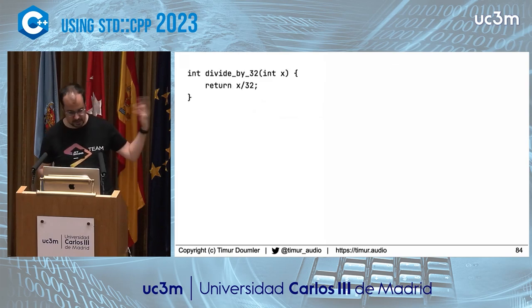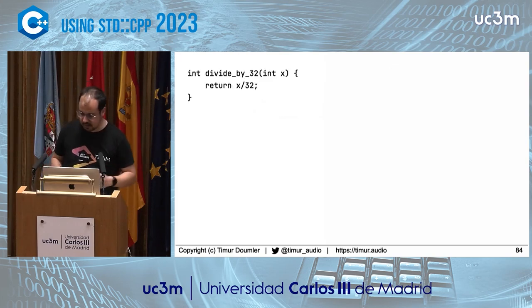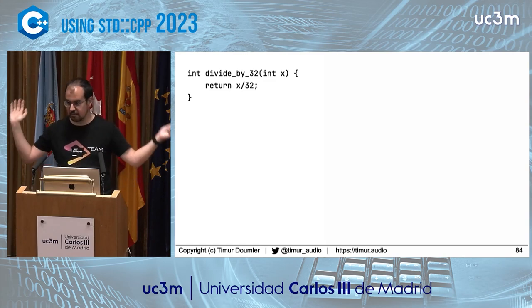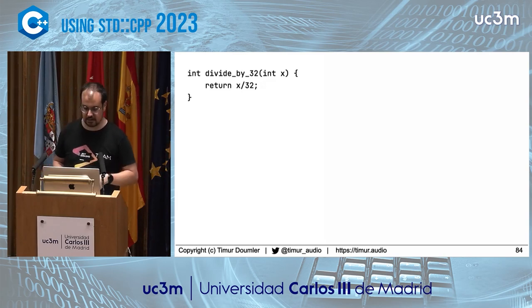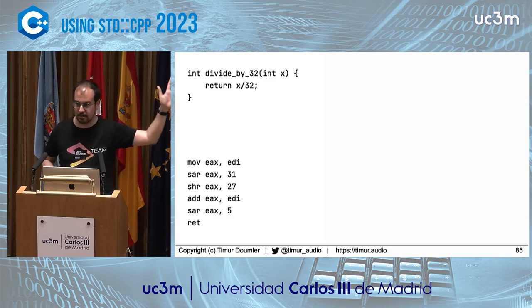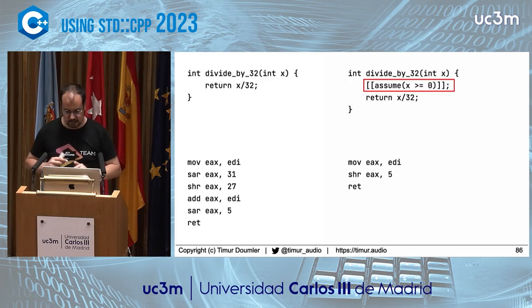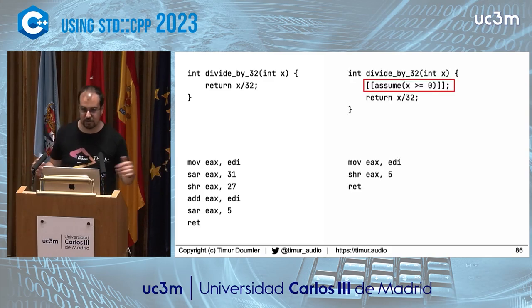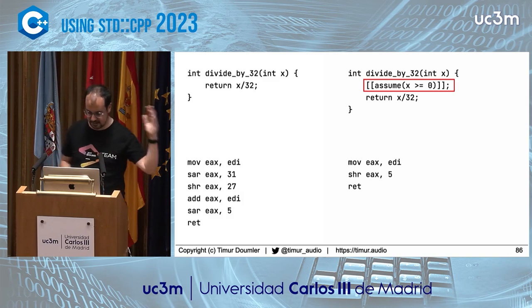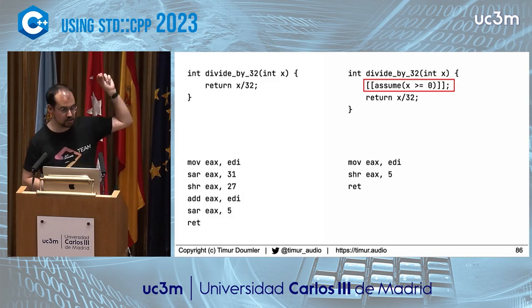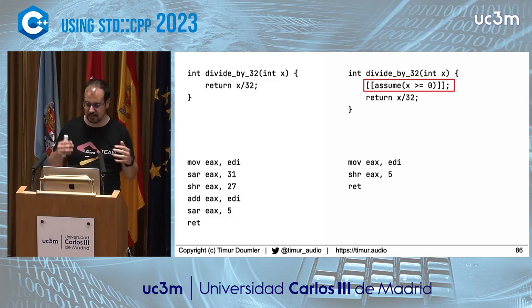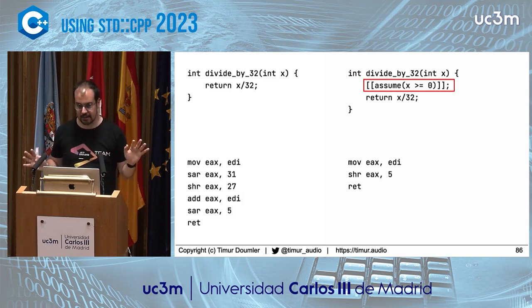So here's an example. This is a toy example. You have a function that divides a number by 32. And on Clang, this is the machine code that you get if you compile it with O3, right? But now you can inject the assumption that this number is never going to be negative, because you know. And then the compiler is not going to check it. So what assume does, it tells the compiler, I know it's never negative.